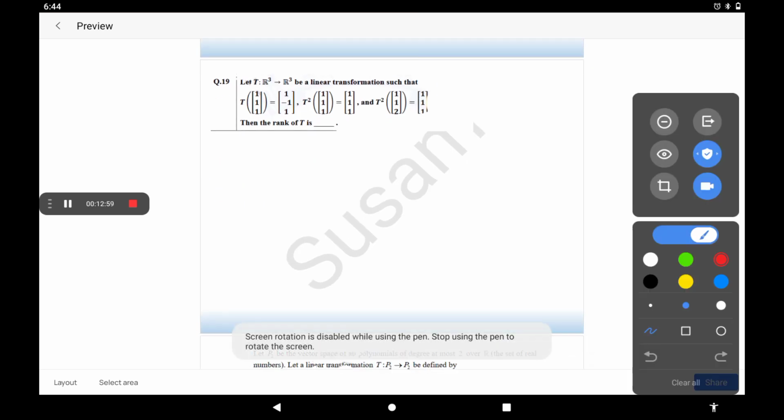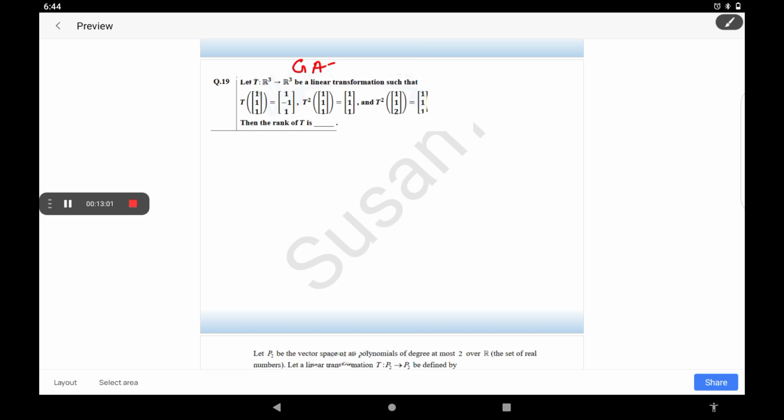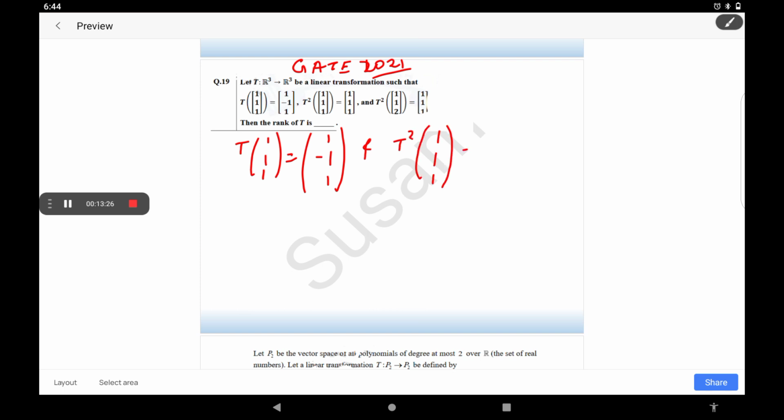It is probably a 2021 question. Yes, it is 2021. What is that? T: R3 to R3 is a linear transformation such that T of (1,1,1) is given as (1,-1,1), and T square of (1,1,1) is (1,1,1) and T square of (1,1,2) is also (1,1,1).